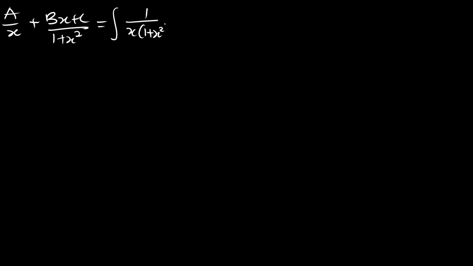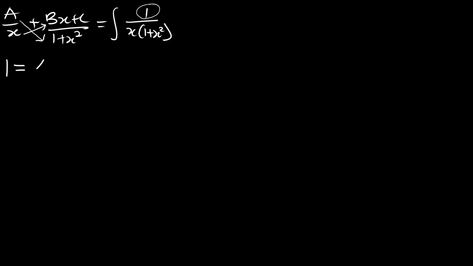Now, this is where we are. We have something like A on x plus (Bx plus C) on 1 plus x squared equal to the integral of 1 on x(1 plus x squared). This is what we have. So if we are solving by partial fraction and we are going to find the values of A, B, and C, this is what we are going to do. We are going to equate the numerators. So we are going to get 1 is equal to, now if we are going to add this, it is going to change this way.